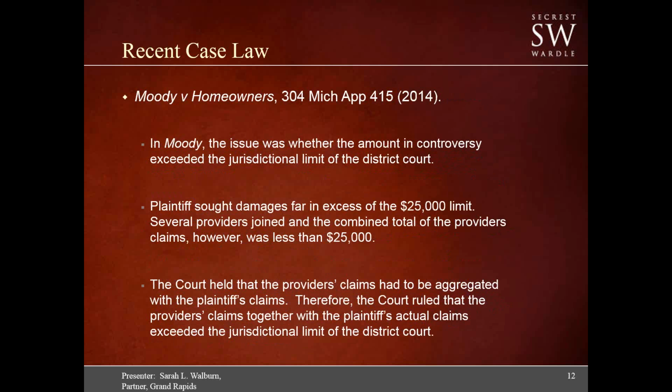Now we get into Moody versus Homeowners, 304 Mich. App 415. This is a 2014 case. In Moody, the issue was about the amount in controversy. We had the plaintiff's suit in circuit court. And of course, as always, the plaintiff, the injured party, the claimant, was asking for damages above the $25,000 jurisdictional limit. Several providers had jurisdictional limits and jurisdictional demands that were less than the $25,000. The court held that the provider's claims had to be aggregated into the plaintiff's claims, the injured party's claims.